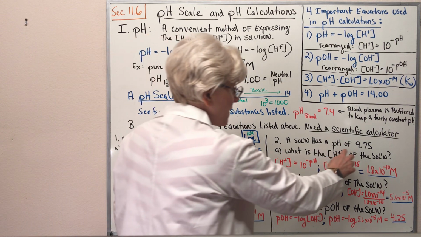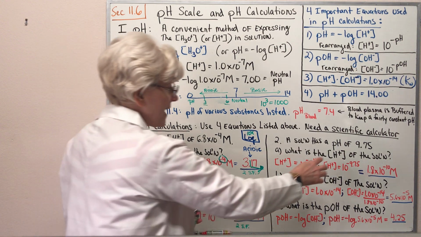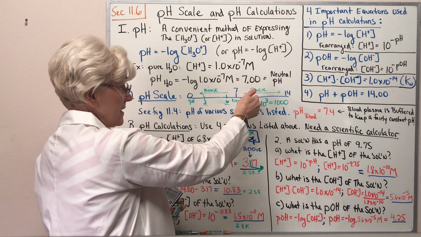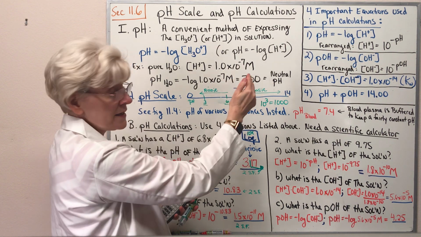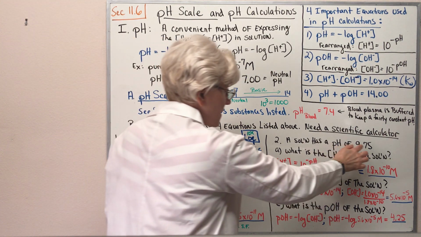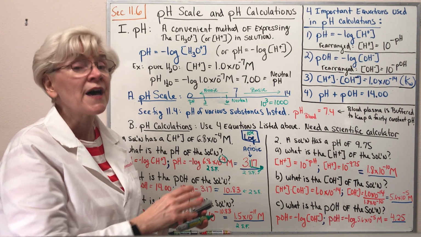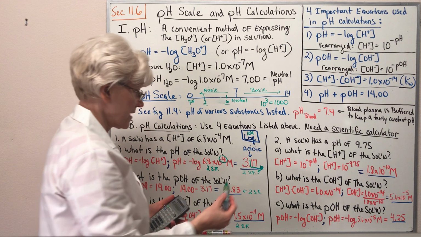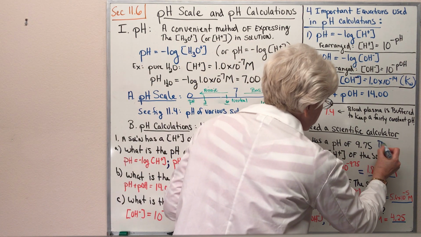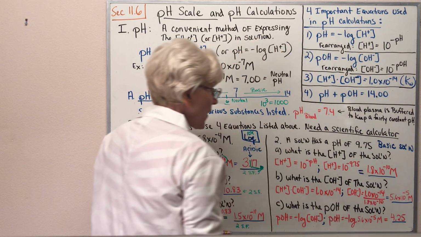A solution has a pH of 9.75. And as soon as I see that pH of 9.75, I can look at the pH scale, see that I have increased past neutral 7 pH, and I am now in the basic range. This is a basic solution where the hydroxide ion concentration is greater than the hydronium or hydrogen ion concentration. So this is a basic solution.